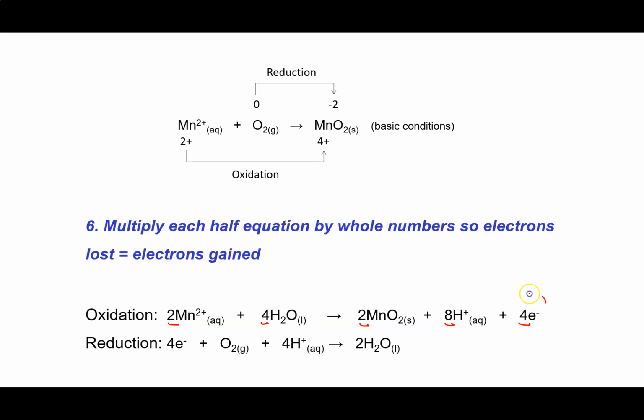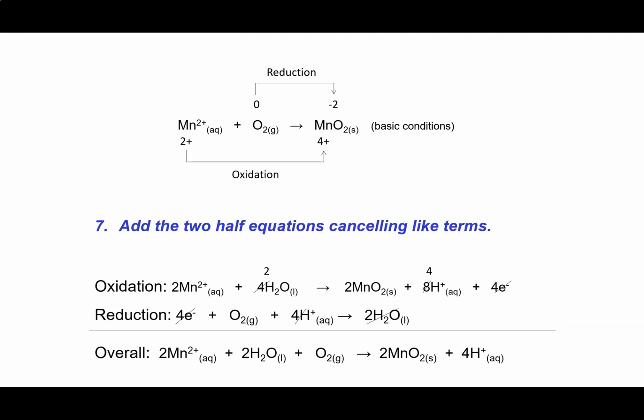So now the number of electrons lost equals the number of electrons gained, and I'm ready to add these together, cancelling wherever possible. Now, in this case, I can cancel a lot more than just the electrons. You can see that I can also cancel some water, and I'm going to be able to cancel some hydrogen ions. So let's have a look at what that looks like.